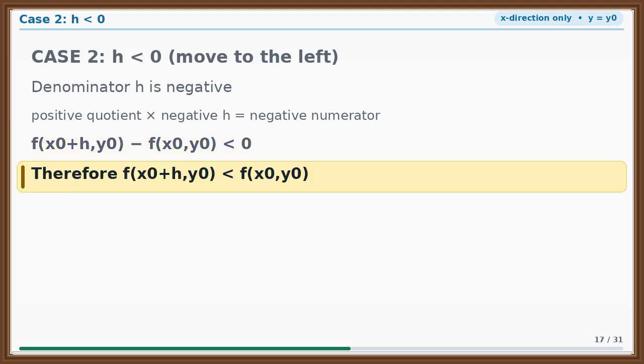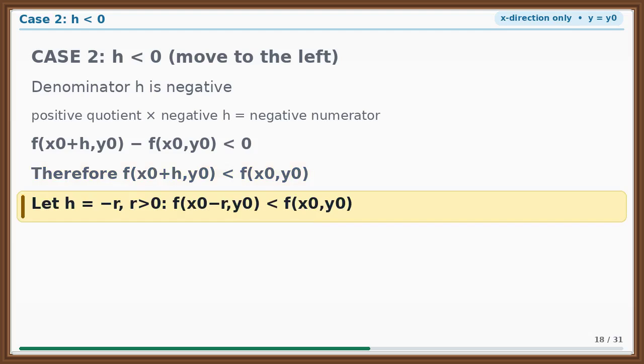Add the central value to both sides. We obtain f at x0 plus h, y0 less than f at x0, y0. Intuitively, a sufficiently small move to the left gives a lower value. If negative h feels confusing, write h equal to minus r, where r is positive, then x0 plus h becomes x0 minus r. The statement is now visually clear. The point a positive distance r to the left has a smaller function value.